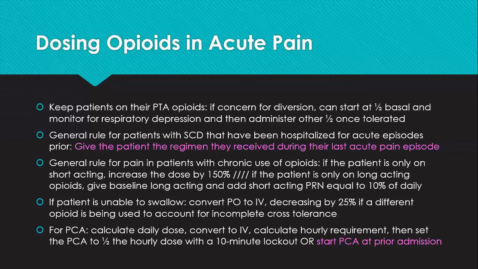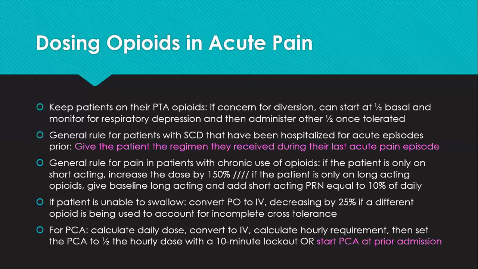And then obviously if the patient comes in unable to swallow or in more severe pain and you don't think oral would be as efficient, switching to IV is totally appropriate. Just keep in mind, for any case, if you're using a different opioid than what they are on at home, consider decreasing the dose by 25% for the incomplete cross tolerance between the opioids. And then obviously you can reevaluate from there.